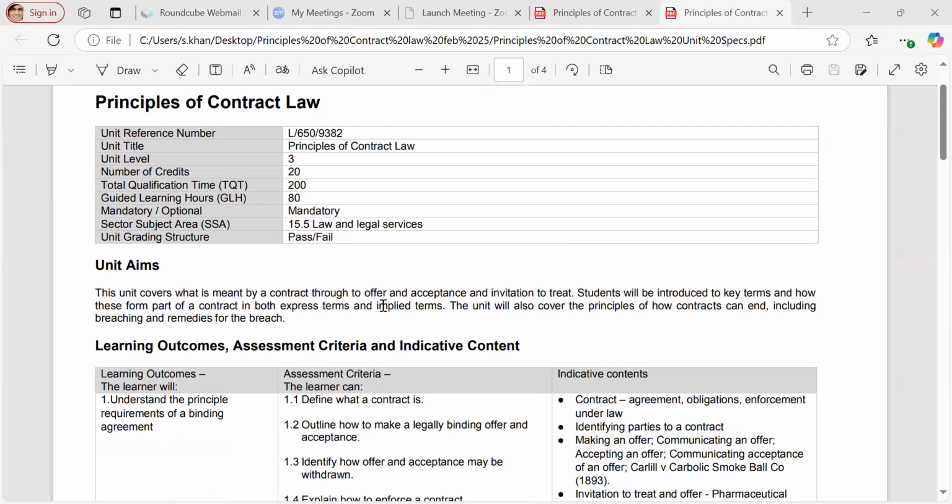So we'll just go through the module specification for the unit, and then you've got an understanding, and then we'll start with learning outcome 1 today. So this unit aims to cover what is meant by contract law. So we'll look at elements of contract law.